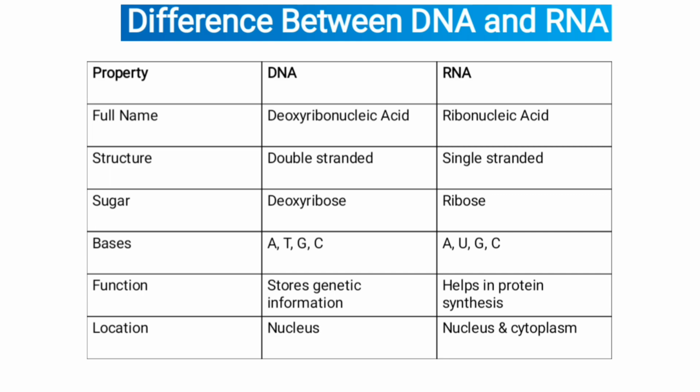Sugar: DNA has deoxyribose, while RNA has ribose. Bases: DNA has adenine, thymine, guanine, cytosine, while RNA has adenine, uracil, guanine, and cytosine. Function: DNA stores genetic information, while RNA helps in protein synthesis. Location: DNA is present in the nucleus, while RNA is present in the nucleus and cytoplasm.